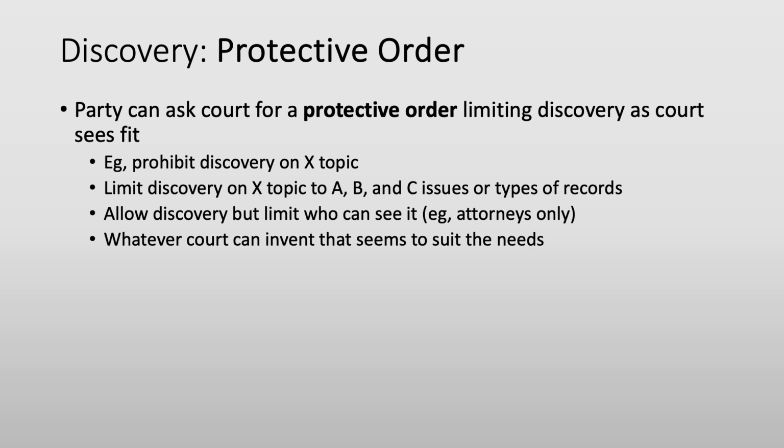So the court might, for instance, simply prohibit discovery on a particular topic, or it might limit discovery on that topic to particular items within issues within that topic or types of records within that topic. It can also limit who can see the discovery. So, for instance, in some cases, you might have a situation where only the attorneys can see the discovery and even the party can't and nobody else can. So the court has tremendous discretion in fashioning protective orders and shaping discovery to what the judge thinks the case needs.